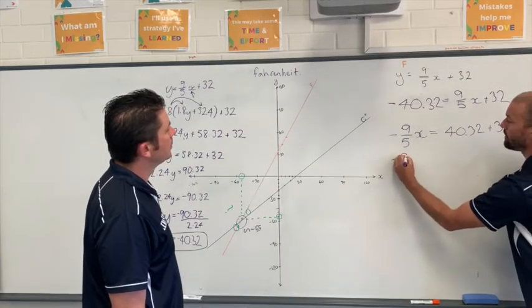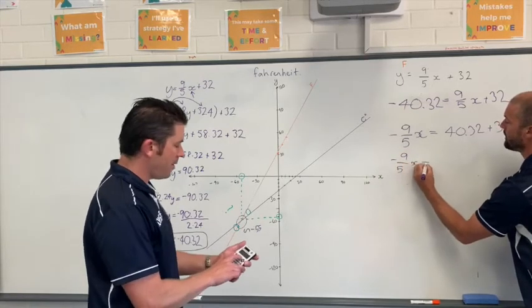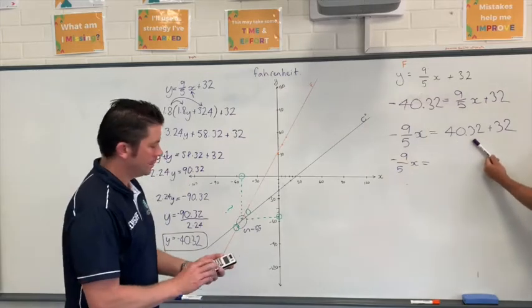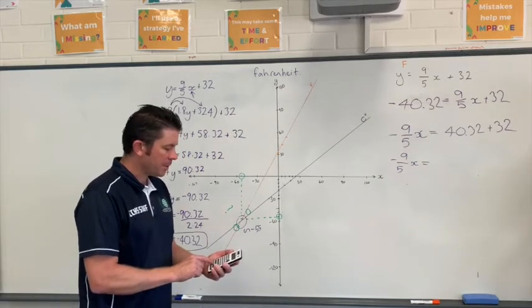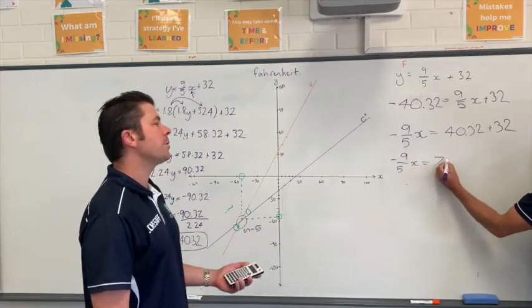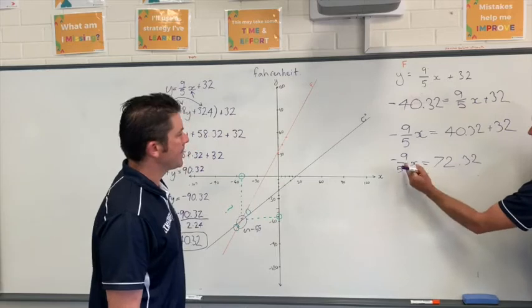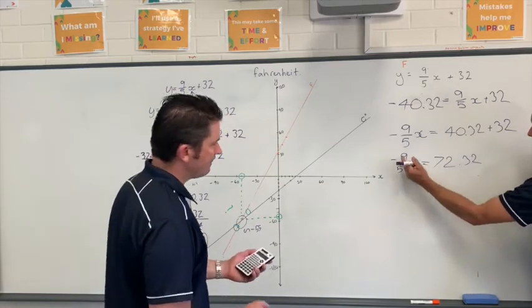So negative 9 fifths x. Get your calculator ready, Davies, fire it up. Equals, what's 40.32 plus 32? That gives us a grand total of 72.32. Yep. Okay, now divided by 5, and I'm done with that.